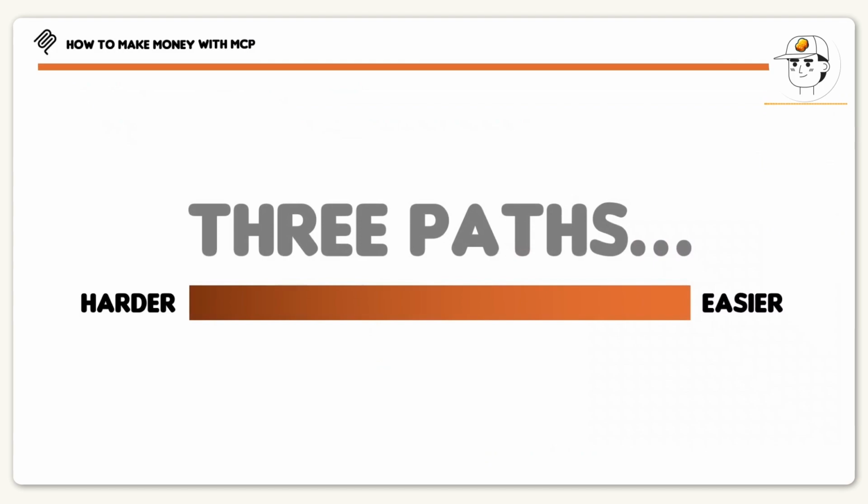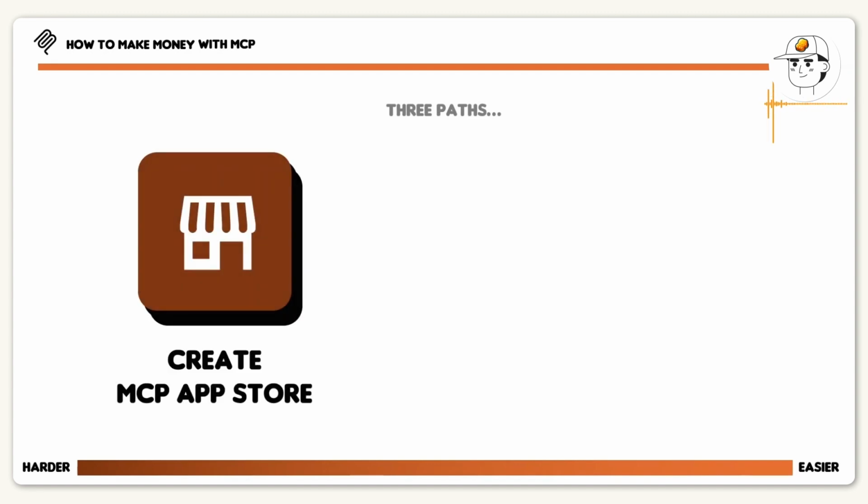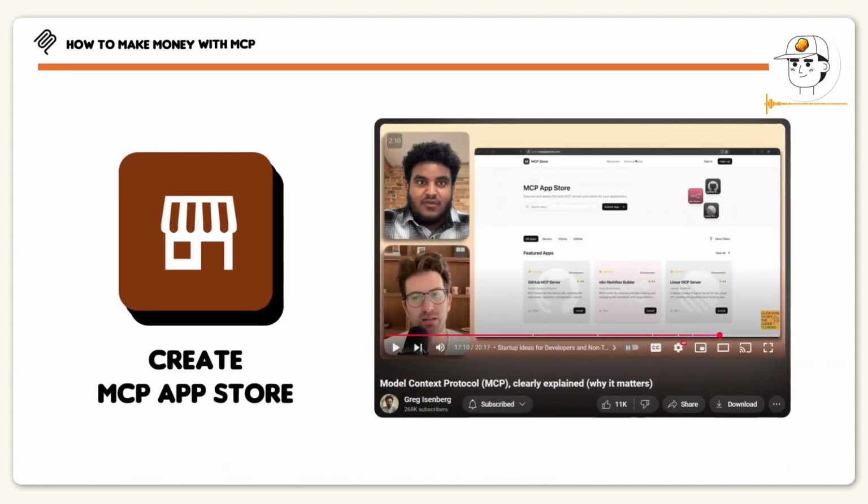And there are basically 3 paths that you can take as of right now. And they range in difficulty as well, from things that are hard to things that are easiest, which we will actually get into a demo in just a bit. And the first of these paths is to create the MCP App Store, which is actually talked about in more detail by this great podcast from Greg Eisenberg when he interviewed Professor Rasmike about MCP.